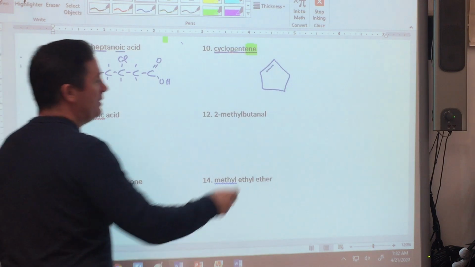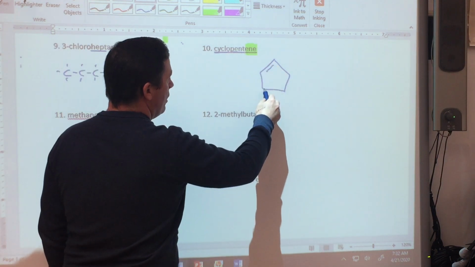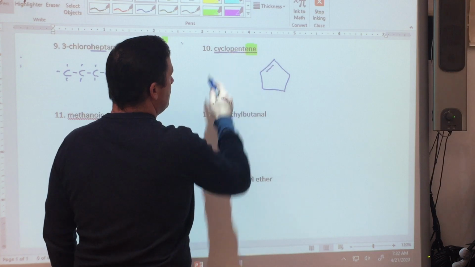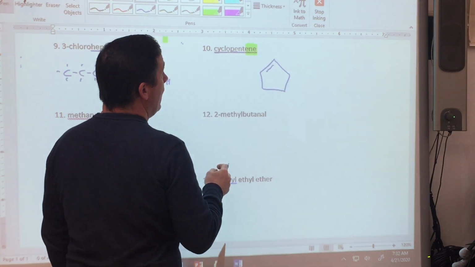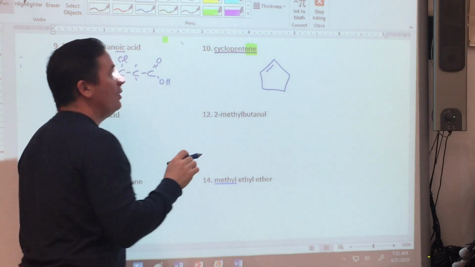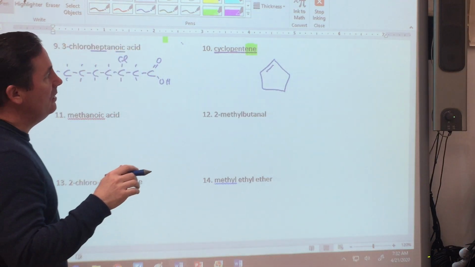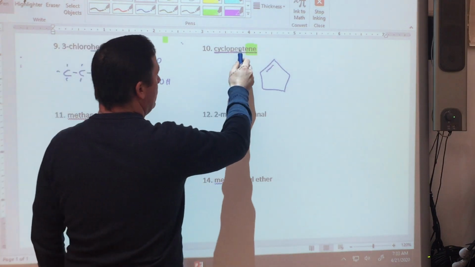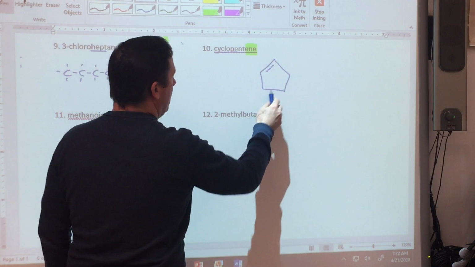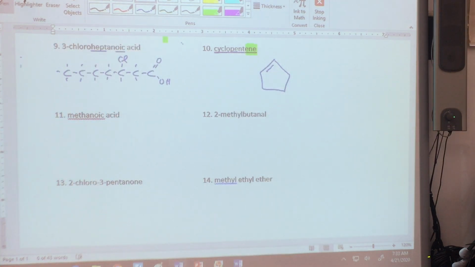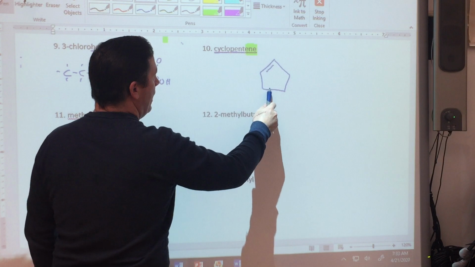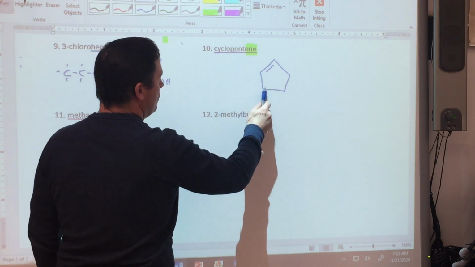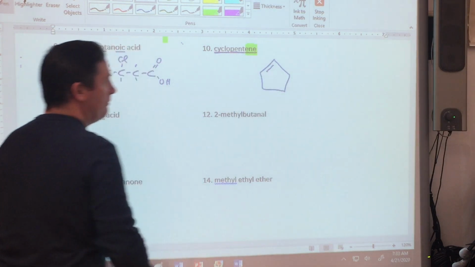If it said 1,3-cyclopentene, then that would mean that it would have 2 double bonds. It would probably be a diene. We're probably not going to have to worry about that at all. So cyclopentene is an aromatic compound with 5 carbons and 1 double bond.